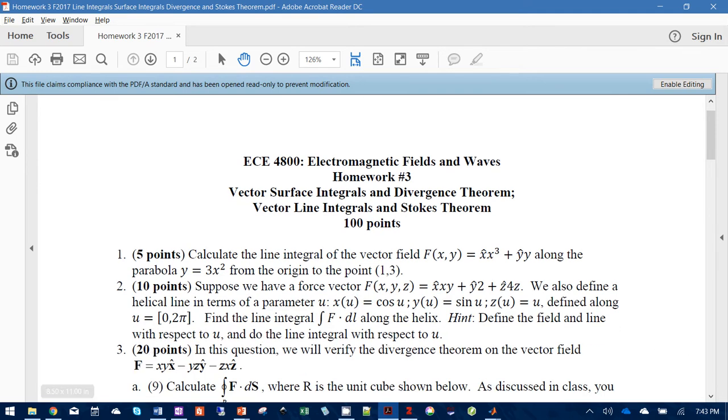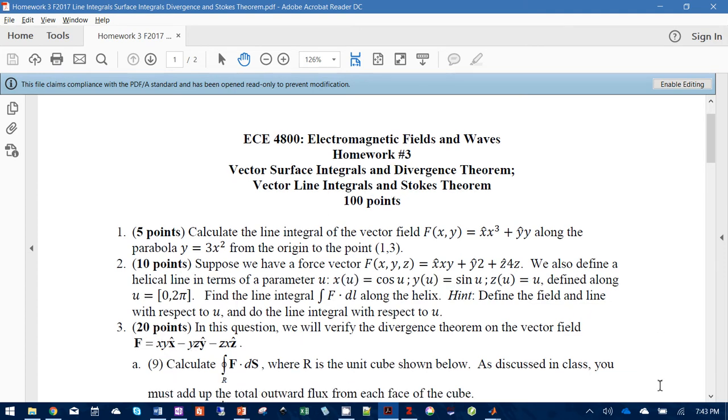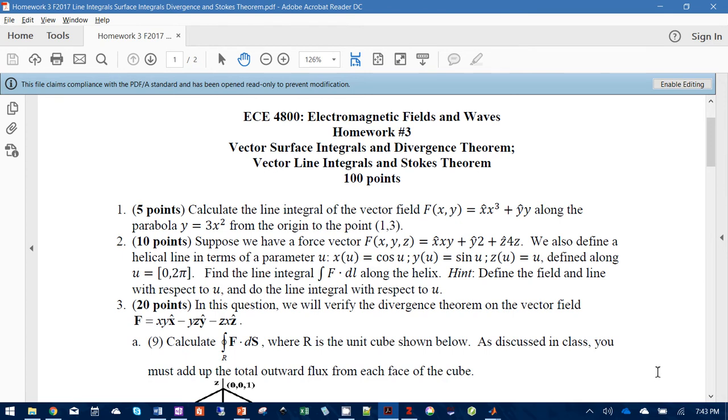Now, problem 2, I would say that I'm giving you a hint here, because this is a problem that we've done something similar to in class, but we haven't quite done the exact same problem in class. This is a three-dimensional line integral, and instead of putting everything in terms of x, you're actually going to put everything in terms of u, because you are going to take the line integral along a helix.